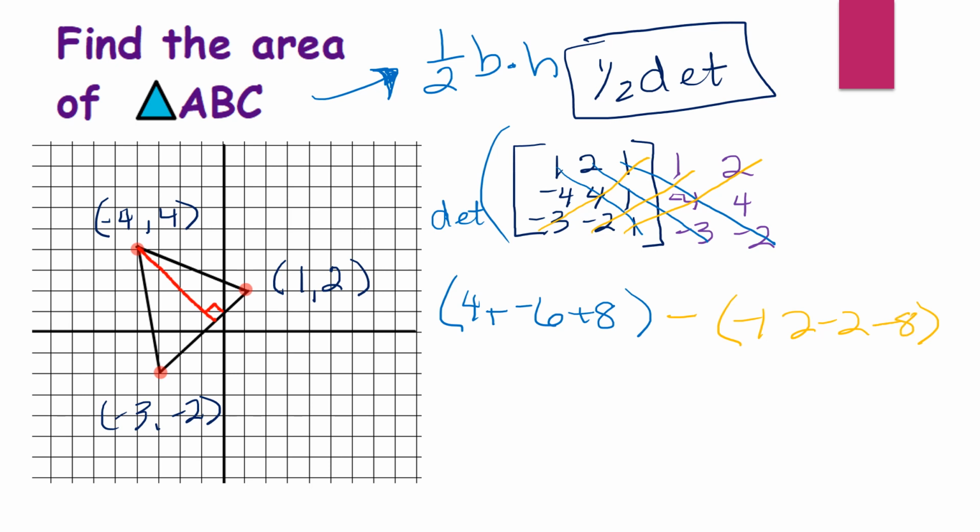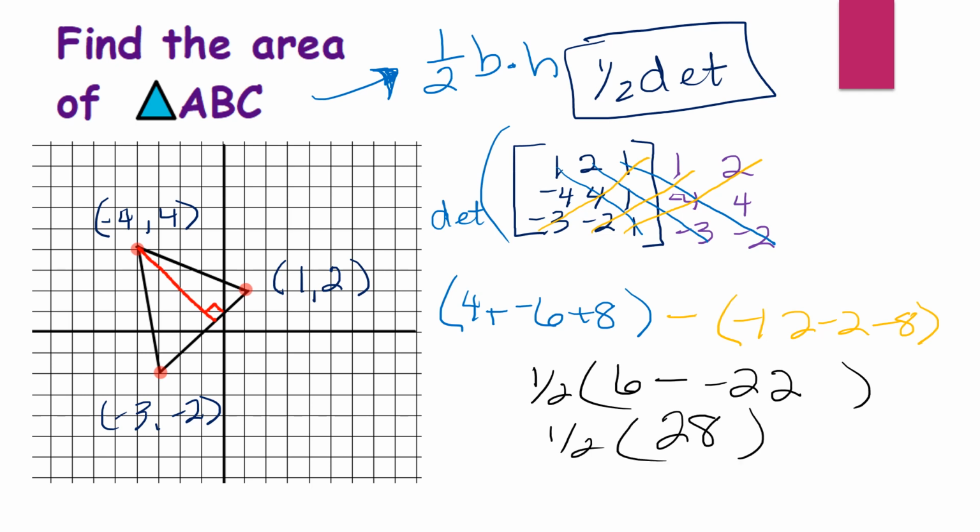Okay, so our determinant in this case simplifies to be, let's see, 4 minus 6 is -2, plus 8 is 6, minus 12, -12, -2 is -14, and then minus 22. So we get 28 as the determinant. But remember, we have to do 1/2 of that value because it's 1/2 of the square. So half of 28 gives us a +14, and that would be units squared. That is the area of this triangle.